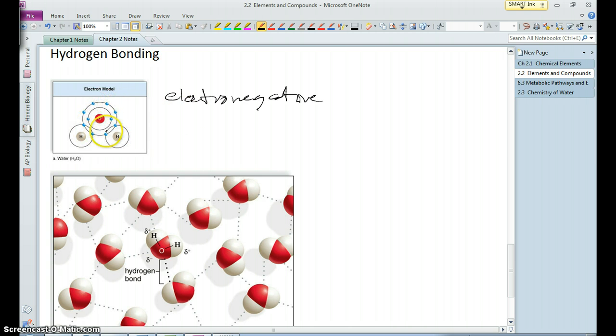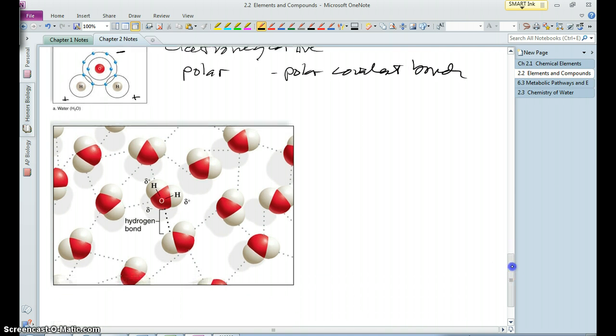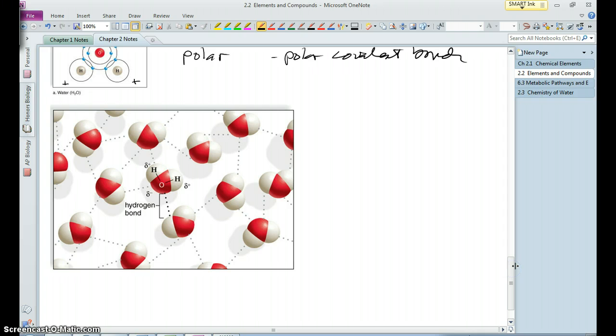So because the electrons are spending more time here, the oxygen has a negative charge, and the hydrogens have a positive charge. So we describe this as a polar molecule with polar covalent bonds. Okay. And so when you have a bunch of water molecules together, they will form these hydrogen bonds where the negative side of one bonds with the positive side of the other, and it does that all over the place.